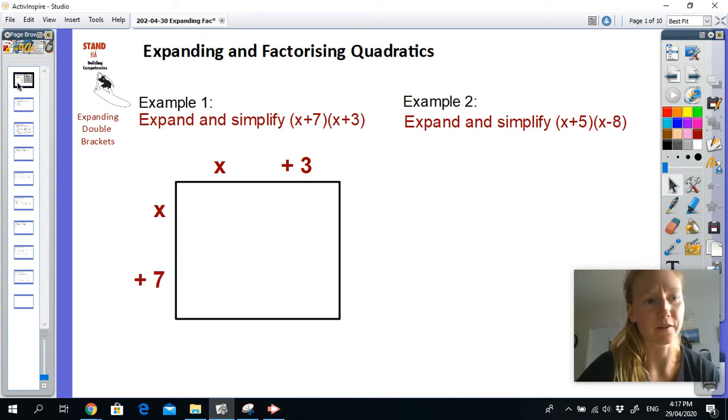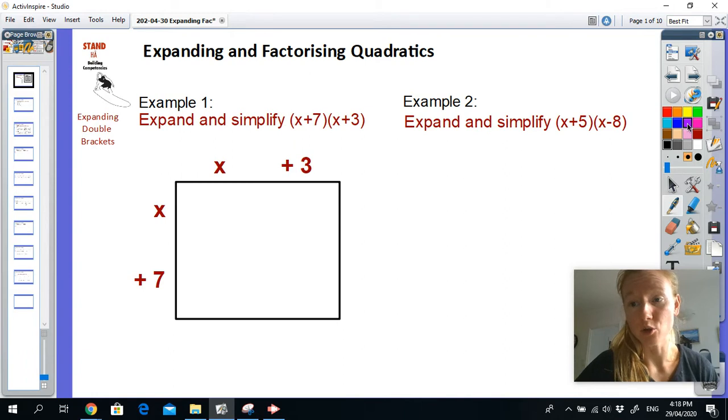So before we look at the factorizing, we're just going to do a first quick video on a recap of expanding. So you can copy these examples down in your book. So example number 1, expand and simplify this set of double brackets. So we have x plus 7 in the first bracket and x plus 3 in the second. And because they're close together, we know that one's being multiplied by the other.